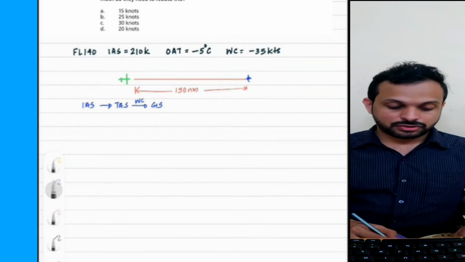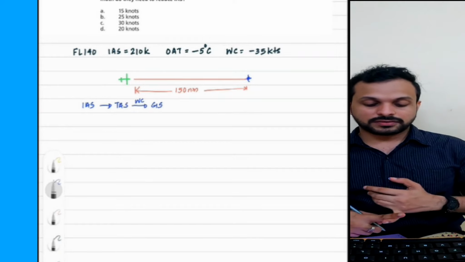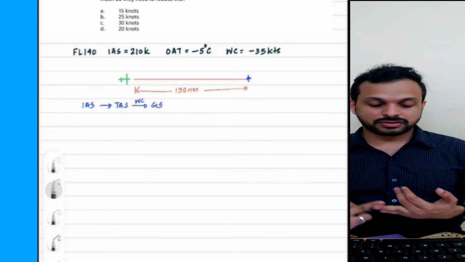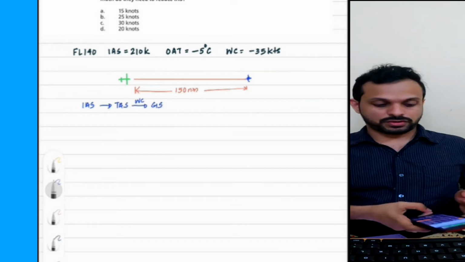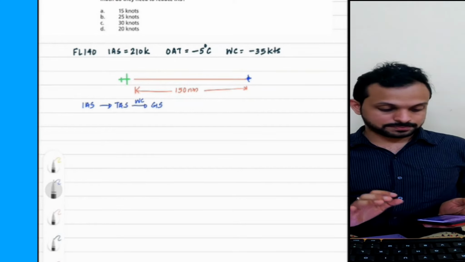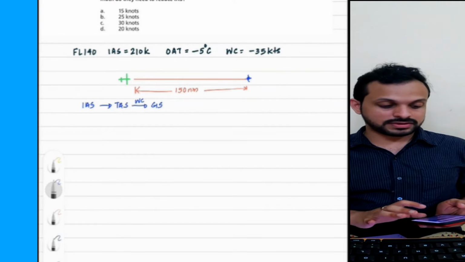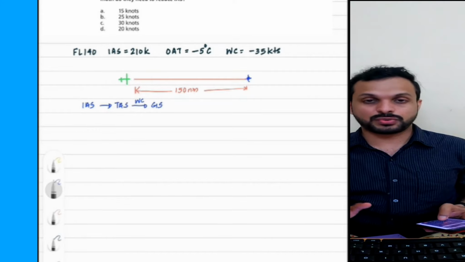So let's find out the true airspeed. To find the true airspeed, we have the outside air temperature given, the indicator airspeed, and the flight level. That's it. You can grab your CX3 and let's find out what the true airspeed would be. As we have done previously, we are dwelling around airspeed.